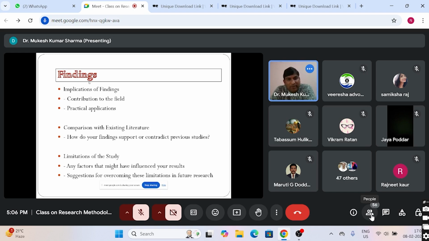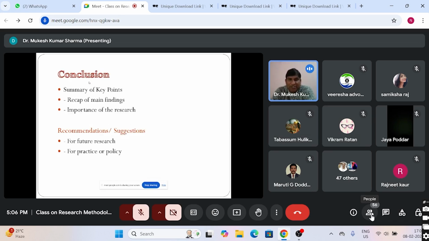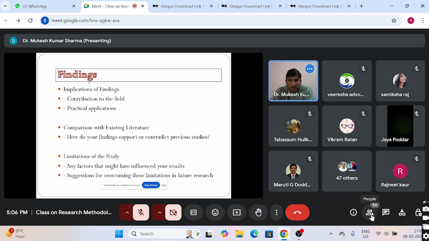Try to write the actual implications of your research: what practical applications you applied and what results came. One important task is that when we complete a research thesis, we also write the limitations of the research. Now, why is a limitation written in the research? Anyone?